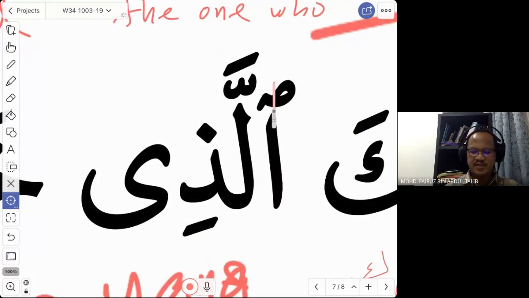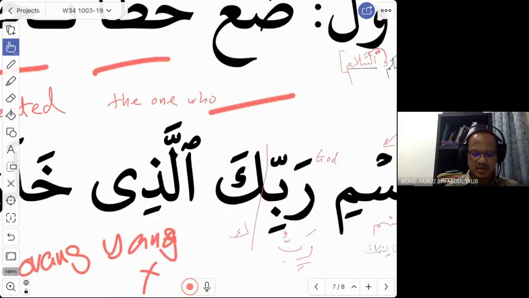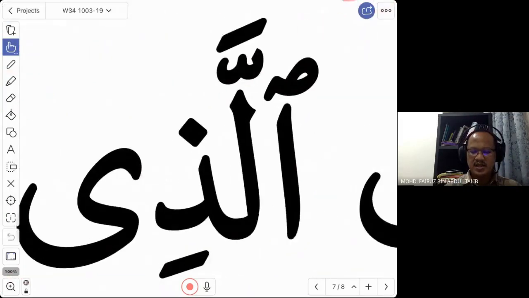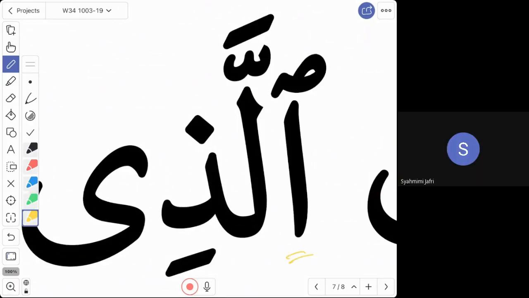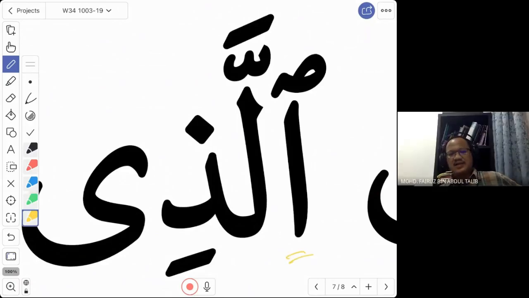Alif. You have this symbol. How do you read this word? In the sentence, of course, we just join it to the previous word. We say Rabbikal lazi. But if you were to read this word individually, how are you going to read this alif? Is it allazi? Yes, it is allazi and not illazi, not ullazi.